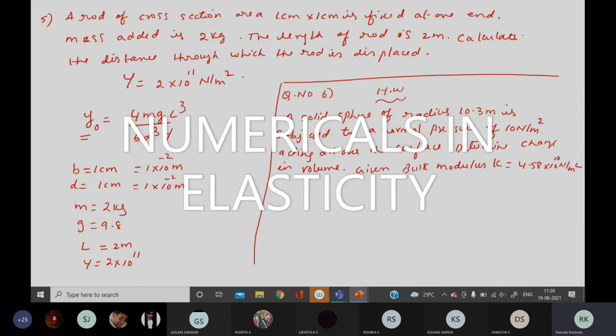Students, this is the question number 5 answer: 4 into 2 into 9.8 into 2 cube by BD cube y. So the answer is how much? 0.314 meter. Very good. 0.314 meter is the correct answer.